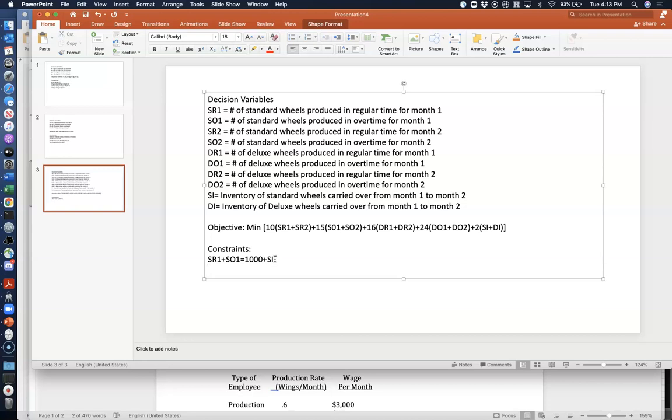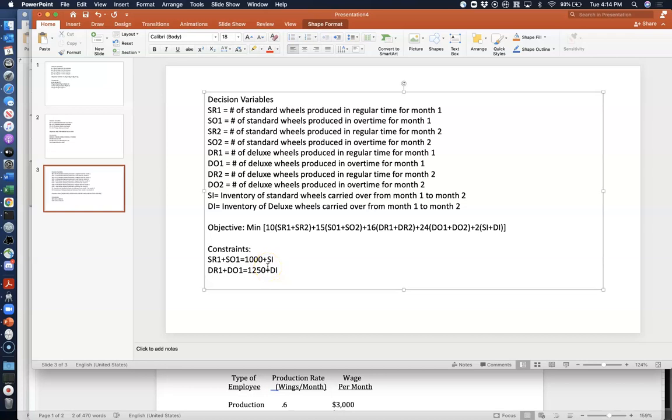Now the next constraint is for the deluxe wheels. So you say DR1 plus DO1, the total number of deluxe wheels. This has to be equal to the demand for deluxe wheels in the first month. And the remaining is carried over as inventory of deluxe wheels from the first month to the second month. So these are the demand plus inventory constraints for the first month.